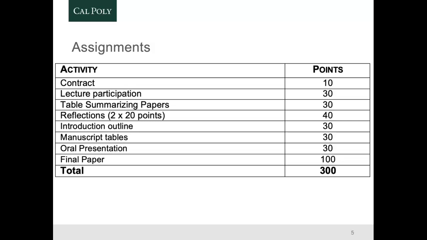You'll complete a table summarizing papers that you find to conduct a literature review for that introduction section. You've also got 2 reflection assignments that you'll work on that are worth 20 points each. You'll create an outline of the introduction that you'll submit, and then you're also going to submit manuscript tables, which I will help you with when we get closer to those. You've also got your oral presentation and your final paper as the final submissions for this course.